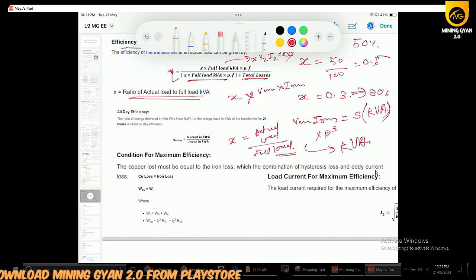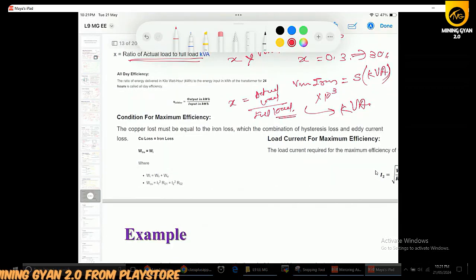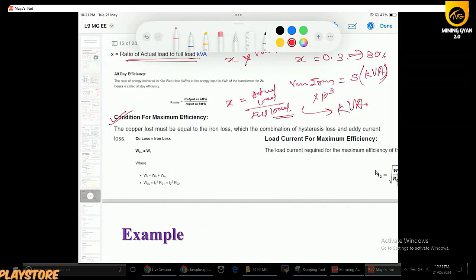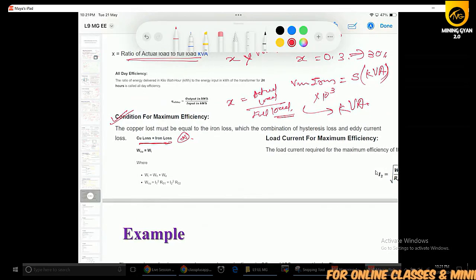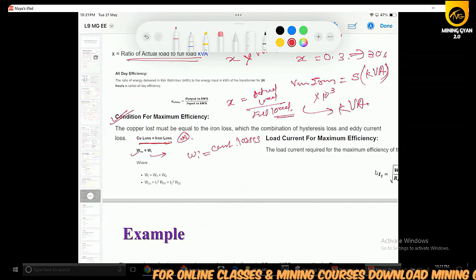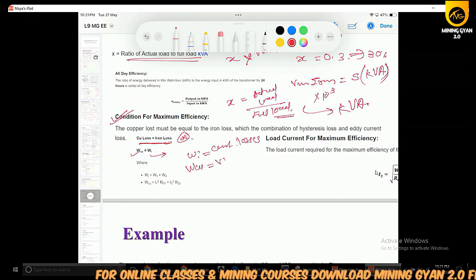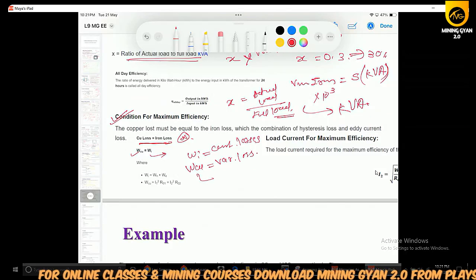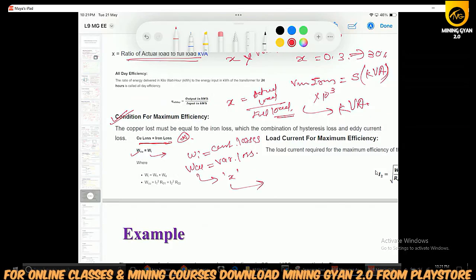Okay, then what is the condition for the efficiency? Condition for the efficiency is what? Copper loss must be equal to the iron loss. You please remember this thing. I'm not going into the detail. Okay, you just need to remember this thing. And what is that? Copper loss WCU equals to W iron. Iron losses will be called as the constant losses. Okay, but the copper losses will be variable loss, because this depends on x value, and x depends on what? Current value. I full load current value.